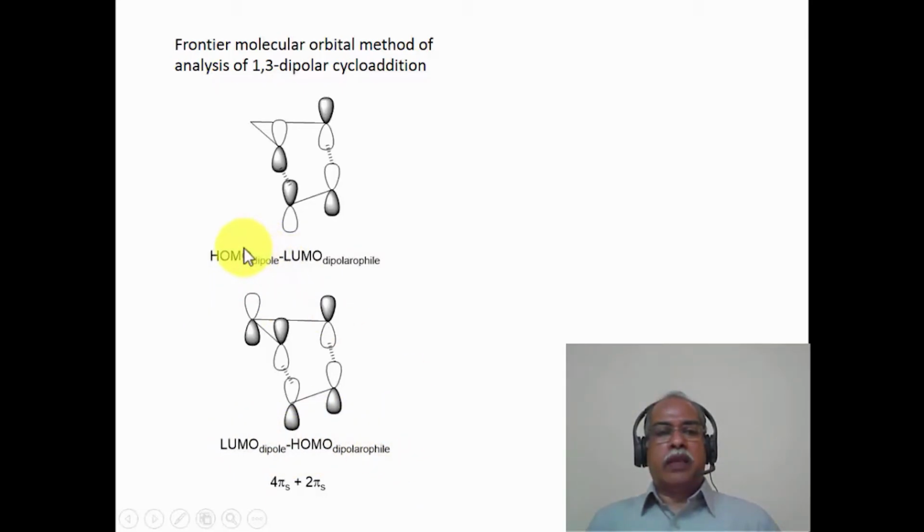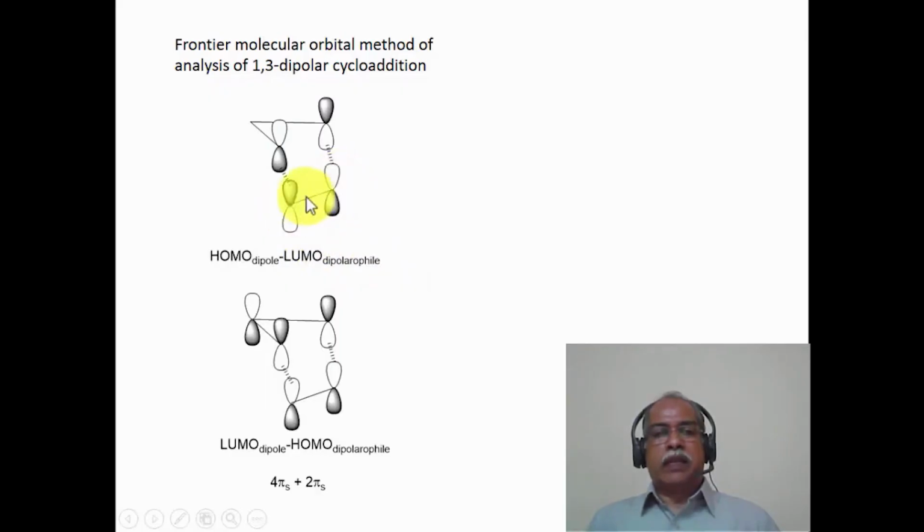In the case of HOMO of the dipole, it will have one nodal point, which is the central atom of this dipole, for example, whereas the LUMO of the dipolarophile is very similar to the LUMO of ethylene, for example.